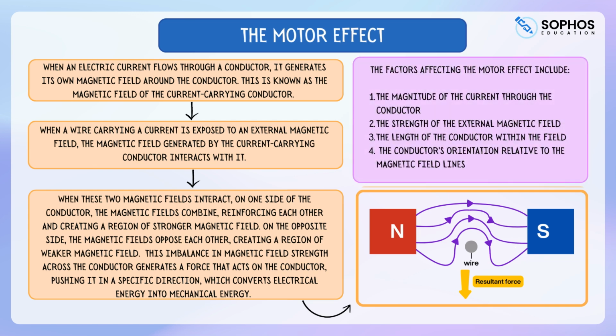We also examined the factors affecting the motor effect. These include the magnitude of the current through the conductor, the strength of the external magnetic field, the length of the conductor within the field, and the conductor's orientation relative to the magnetic field lines. Understanding these factors is essential in improving the efficiency and design of electric motors. In summary, the motor effect is a crucial principle explaining how electric currents interact with magnetic fields to produce motion, underpinning the functionality of various technological devices.